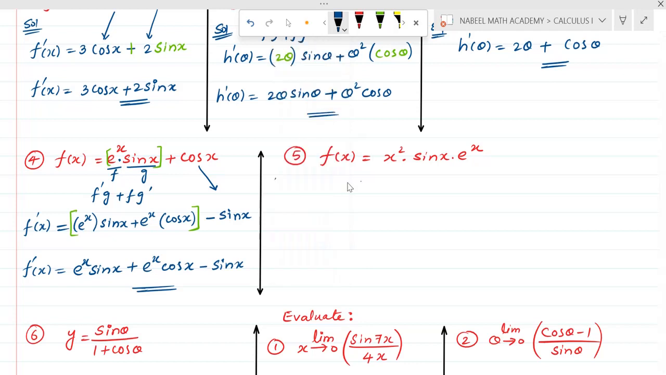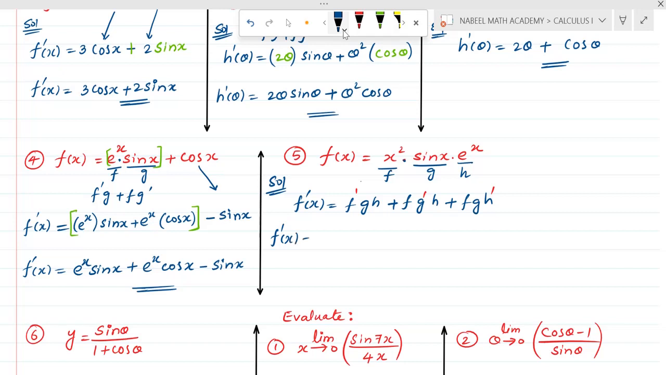Now let us go with the next one. Here it is a product of three functions. See f, g, this is h. So I use the rule first. This is f, g, h, f, g, h, f, g, h. So here f prime, g prime, h prime. So what is the derivative? F prime of x is given by, yes, the first one, these two are fixed. So x e power x is fixed.